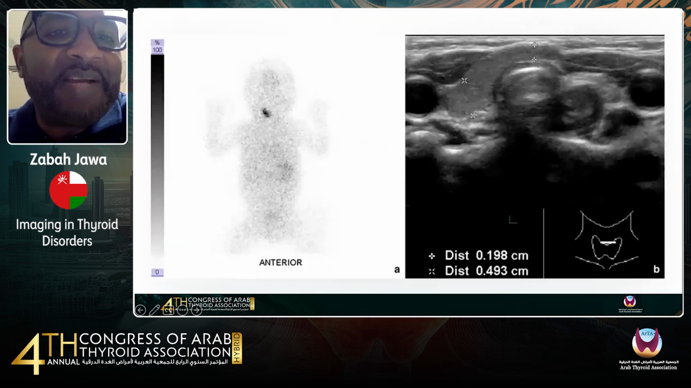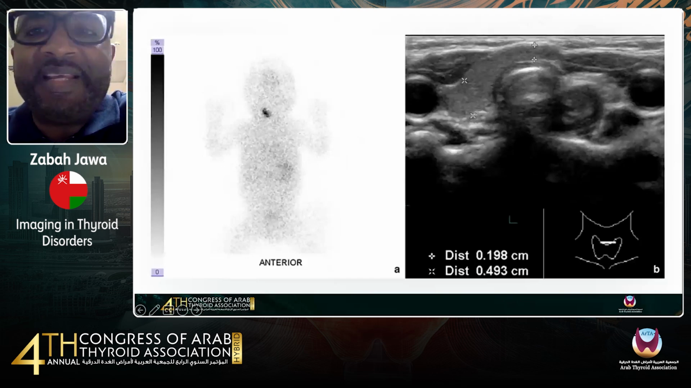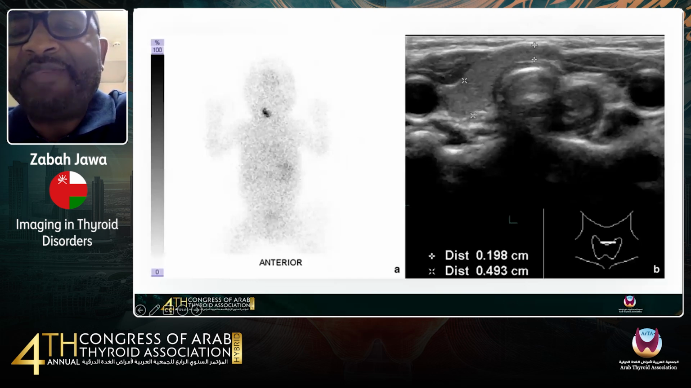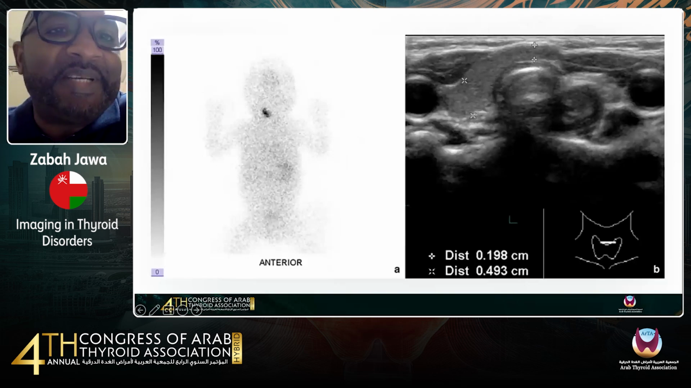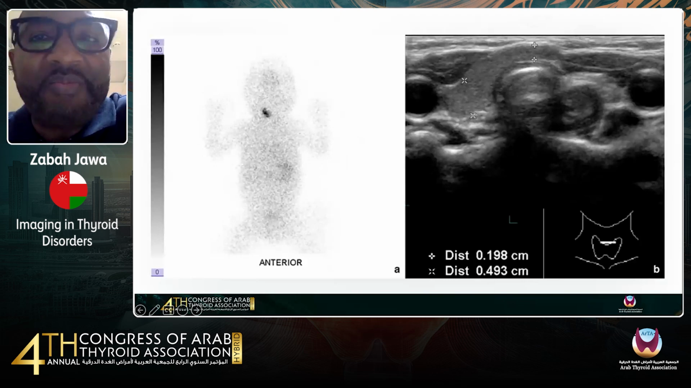Another example is a child with hypothyroidism, and you can see here the thyroid ultrasound shows the right thyroid gland with normal size, normal echogenicity, but there's an absence of a left thyroid gland, and this is thyroid hemiagenesis in this patient. And you can see that this is further confirmed with the thyroid scintigraphy. There's an absence of the left thyroid lobe.